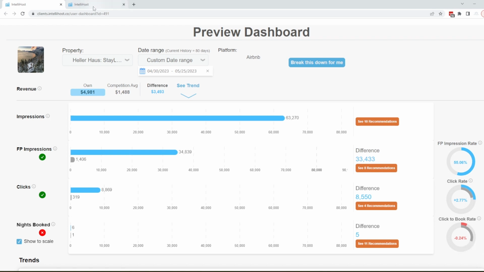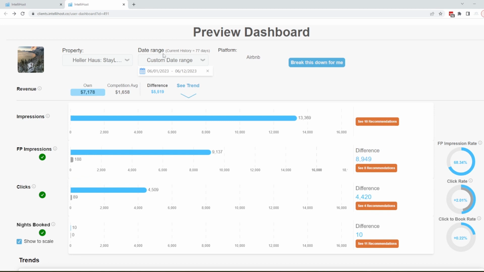So let's look at the time period after. So this is 12 days after. You're going to see a little bit of a difference in the total volume. Obviously, it's going to be slightly lower. But what we're focusing on here is the efficiency that he's converting from one step to the next. You can see that his first page impression rate jumped from 55% to 68%.